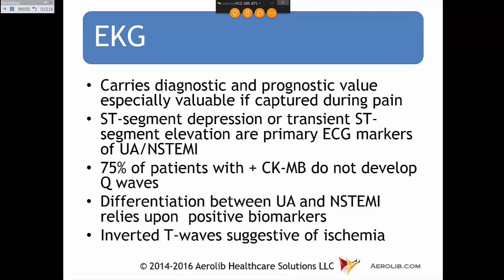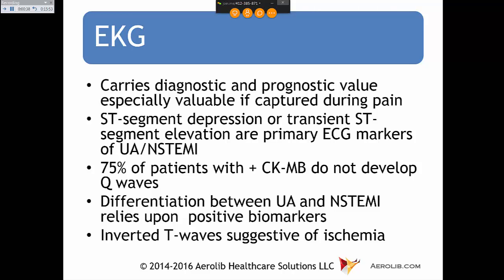So when we talk about EKGs, why I have a full slide on EKG is that a number of times, whether it's a primary care physician admitting to the hospital for chest pain, EKGs are just not present. And that's a huge red flag for a case that comes in with chest pain. So EKGs carry diagnostic and prognostic values. ST segment and ST elevation are the primary EKG markers for unstable angina. We need to know these because that's where our intensity of service, our consultation, or even transfer to a tertiary facility comes in.